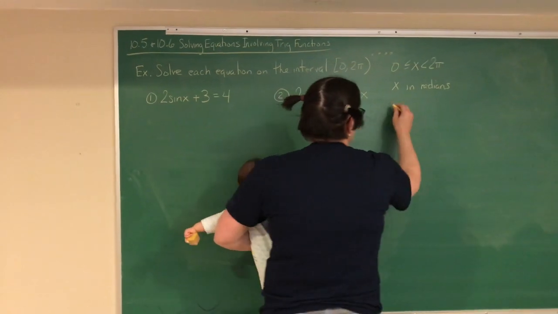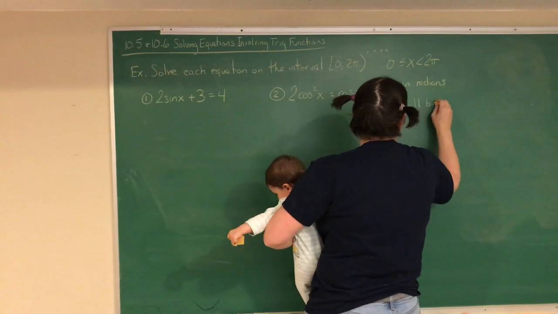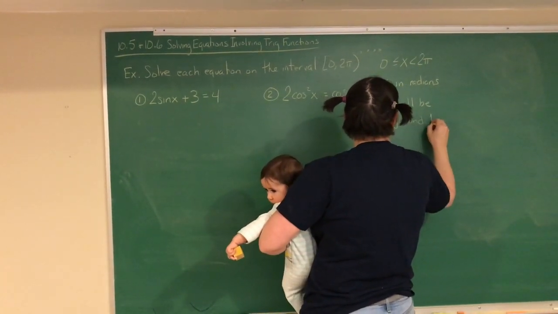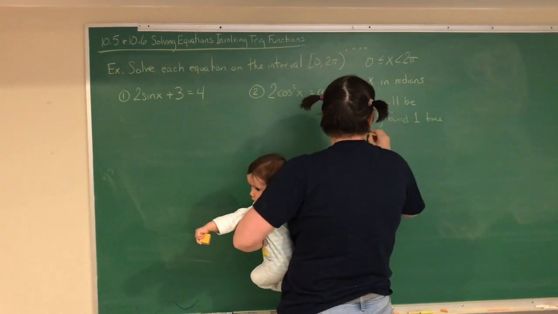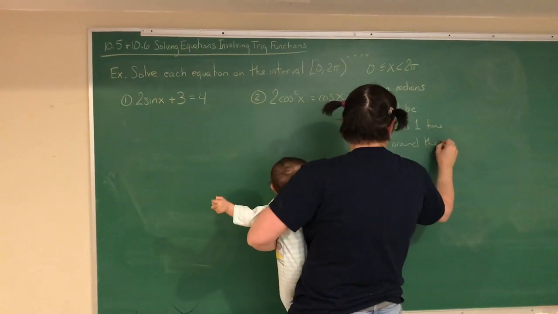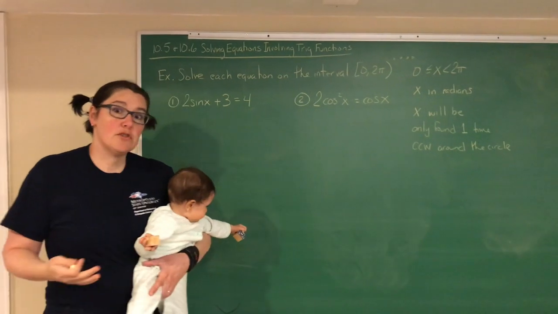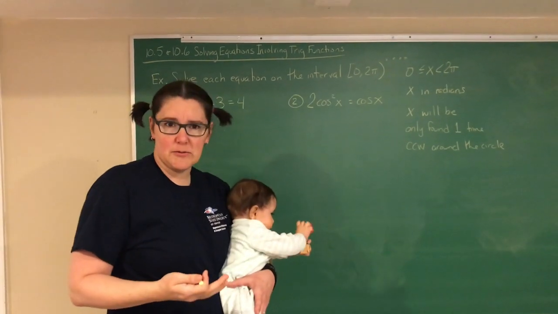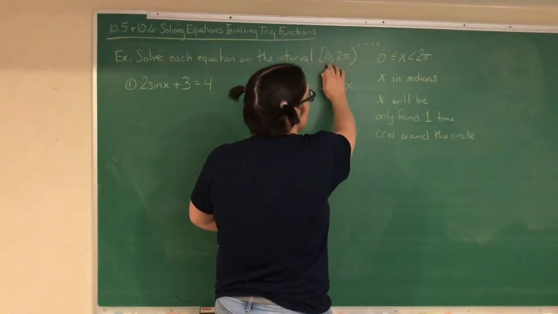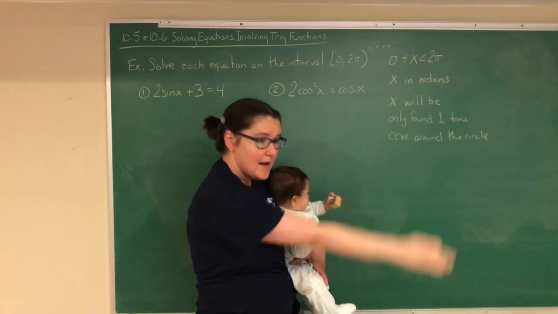And the second is that our angle x will only be found by looking one time counterclockwise around the circle. So in other words, when we measure an angle, we're not going to get any negative measurements of angles. We're not going to have any clockwise direction, strictly because we're told only to look between an angle of 0 and an angle of 2 pi.